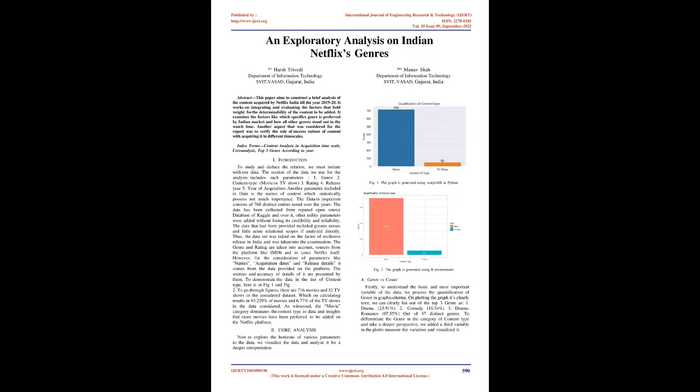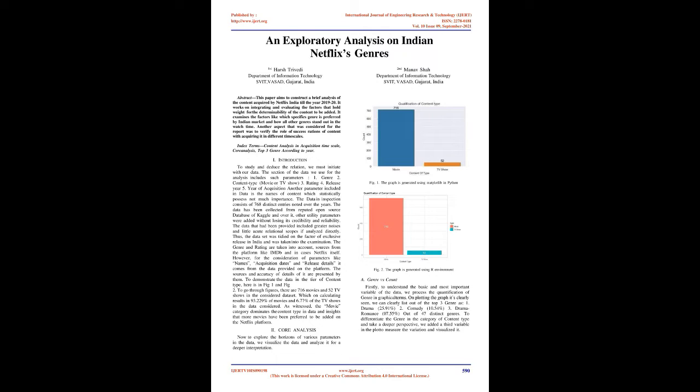The section of the data we use for the analysis includes such parameters: 1. Genre, 2. Content type, movie or TV show, 3. Rating, 4. Release year, 5. Year of acquisition. Another parameter included in the data is the names of content, which statistically possess not much importance. The data in inspection consists of 768 distinct entries noted over the years. The data has been collected from the reputed open source database of Kaggle, and over it, other utility parameters were added without losing its credibility and reliability.